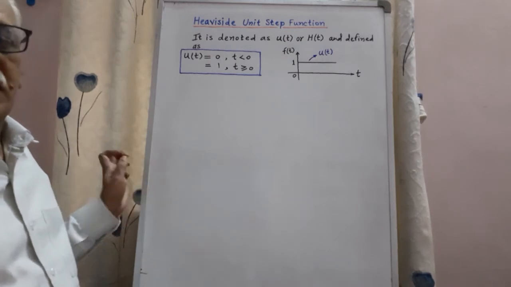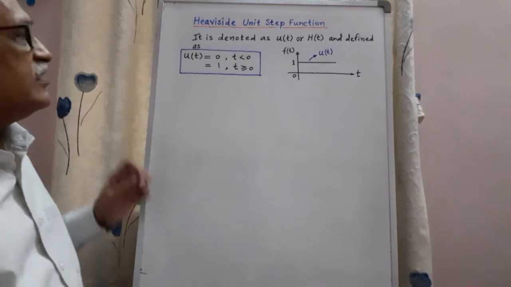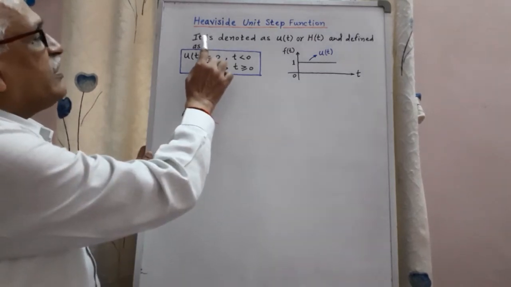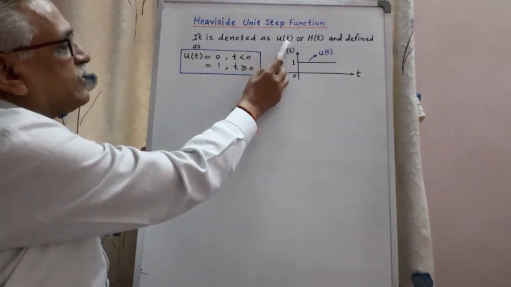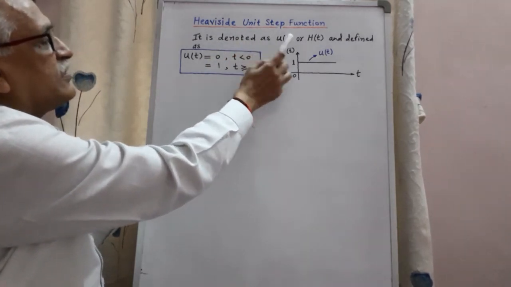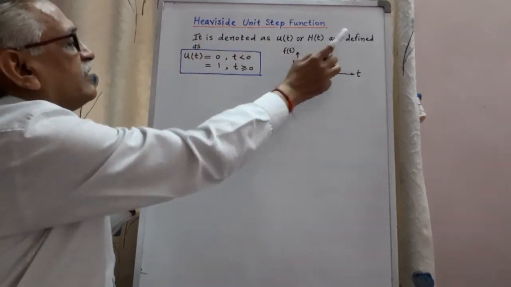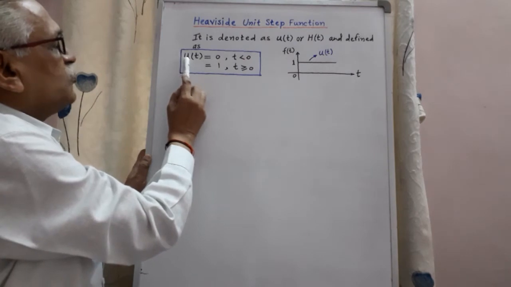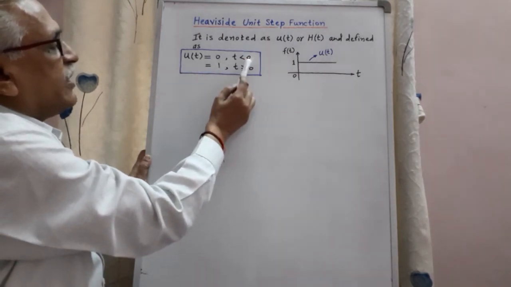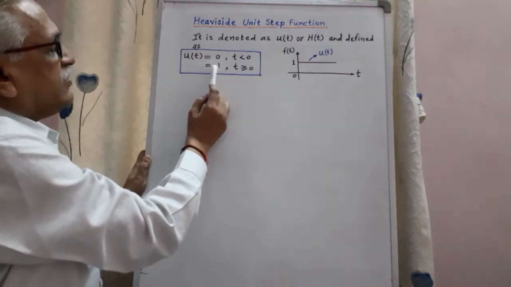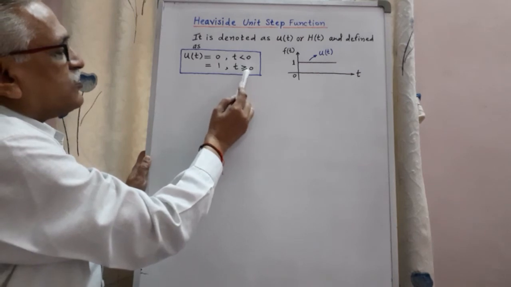First, the unit Laplace transform. The Heaviside unit step function is denoted as U of t, where U stands for unit, or H of t, where H stands for Heaviside. It is defined as U of t having two values: 0 for negative values of t, and equal to 1 for all values t greater than or equal to 0.